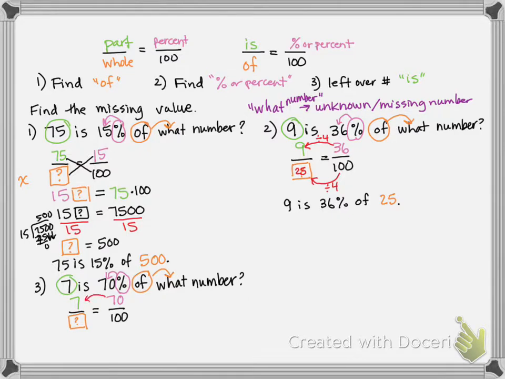What do I do to 70 to make it 7? I divide by 10. What do I do to 100? Same thing, divide by 10. And 100 divided by 10 is 10. So we can say that 7 is 70% of 10. Okay? I don't think I've been boxing my answers. Sometimes.